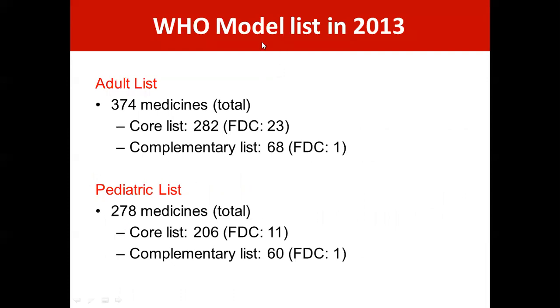So you can see the WHO model list in 2013. It had the adult list and the pediatric list respectively. The adult list had a total of 374 medicines. In that, the core list contained 282 drugs and about 23 fixed dose combinations, and the complementary list contains 68 drugs and one fixed dose combination. Similarly, you had the pediatric list with the total number, the core list and the complementary list respectively.